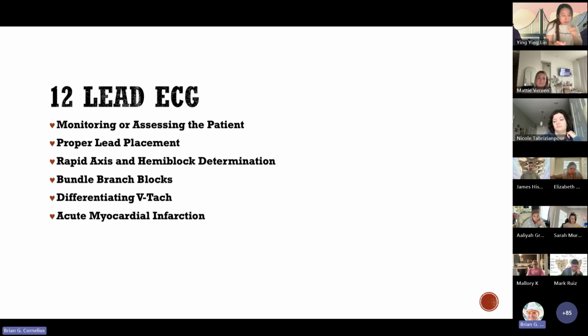All right, so talking about 12 lead EKGs, there's a couple big things we run into. As we go through this, we're going to talk about monitoring placement, the correct placement of the leads, because if we don't have our leads in the right position, it can augment our view, which can make it more difficult to interpret things appropriately. Then we're going to focus on axis and hemiblock determination, bundle branches, talk a little bit about differentiating VTAC from some of the other rhythms using our axis, and then touch on acute MIs.